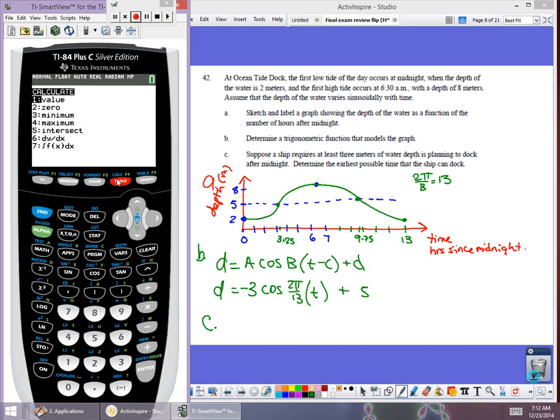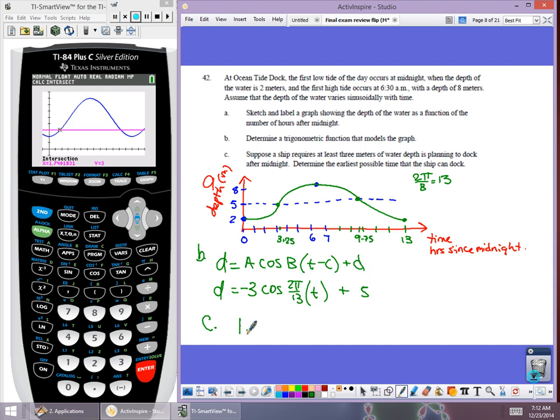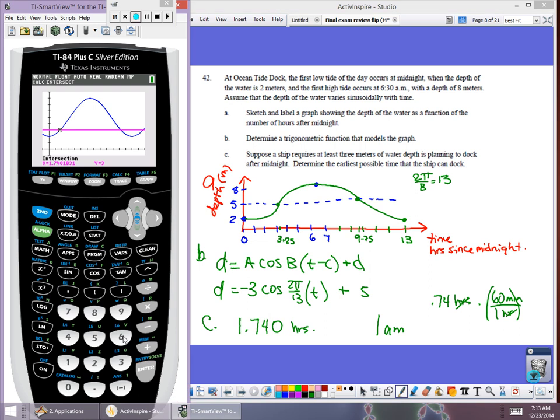So I'm going to do second calc and do an intersection again. First curve, enter, second curve, enter, and my guess is about 1.5. And it's 1.740 hours. Now, what time is that, though? If you have 1 full hour, that's 1 a.m. And then if you have 0.74 hours, how many minutes is that? You can multiply by 60, since there are 60 minutes in 1 hour, so that cancels out your hours. What's 60 times 0.74?